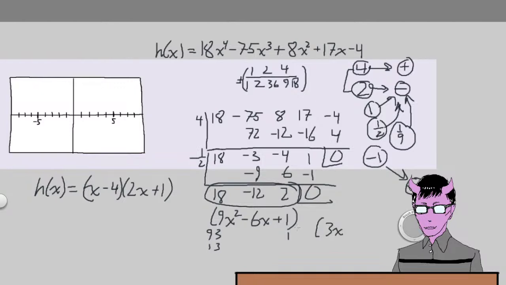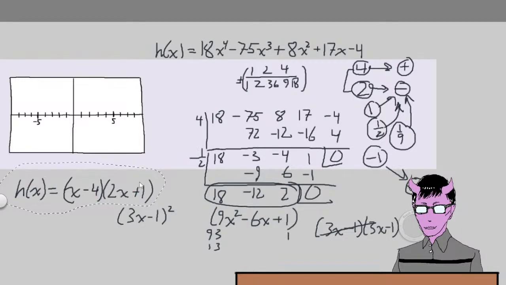So 3x, both signs are the same. They're both negative. Hey, it's a perfect square. Half of this one is 3, 3 squared is 9. Yes. So we have the same factor, so we can just lump them together and just call it 3x minus 1 to the power of 2. And thus we have achieved fully factored form.